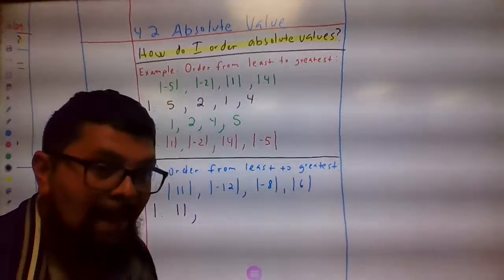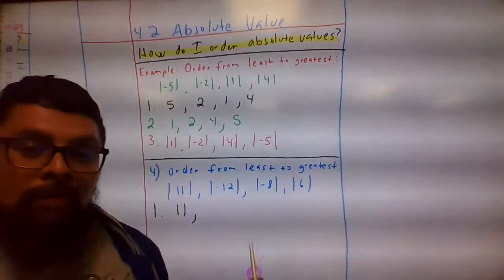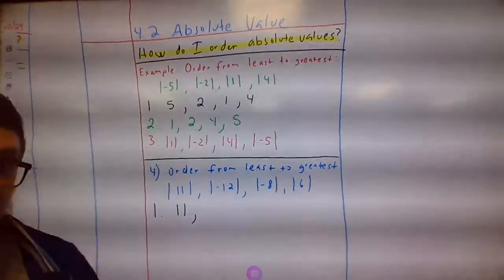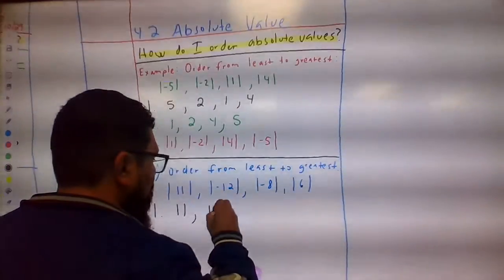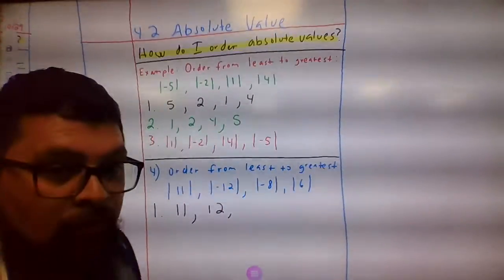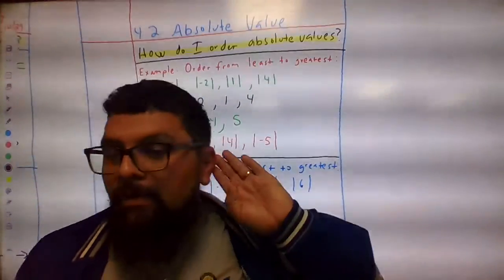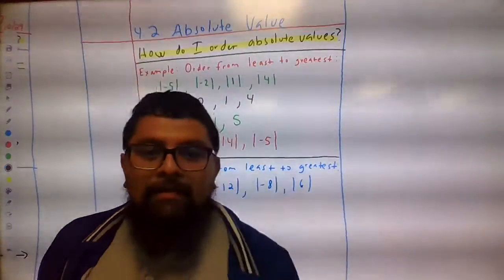Okay, this one, the absolute value of -12. What's the absolute value of -12? Yes, it's 12. Thank you, Isaac. And then this one, the absolute value of -8. What is the absolute value of -8? 8. Thank you, Marari.